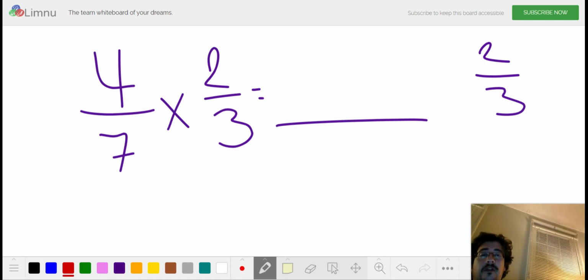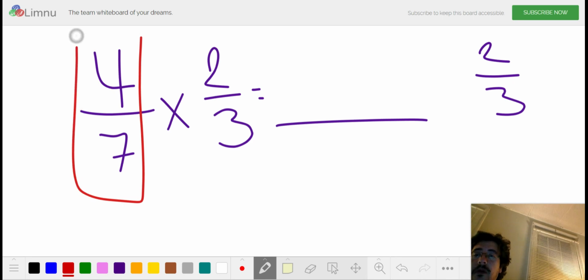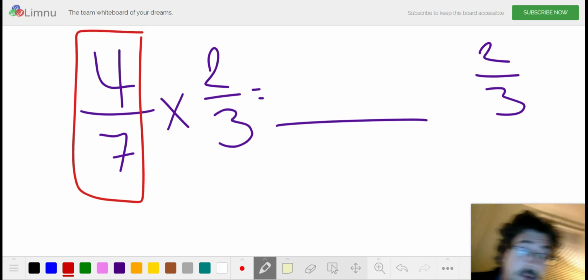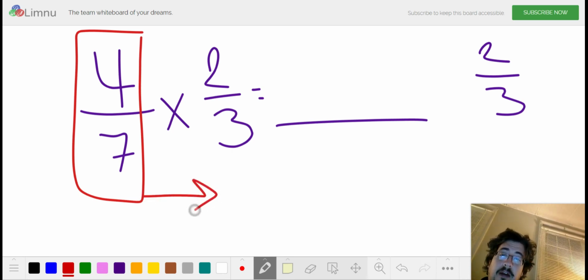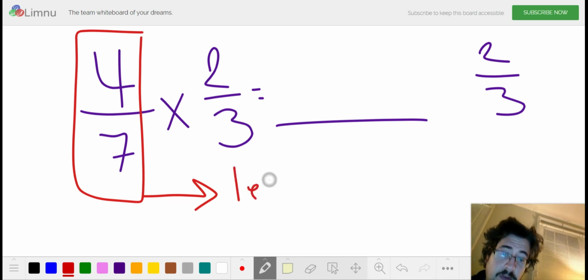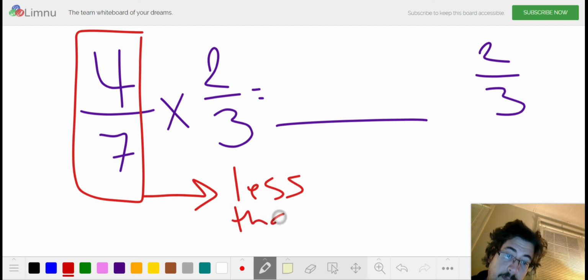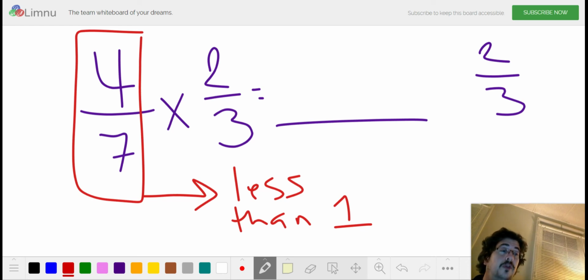And again, the key to figuring this out. So one of these fractions is not like the others. That's 4/7. That's the key to the whole problem. We got to figure out, is 4/7 more than 1, less than 1, or equal to 1? And because the numerator 4 is less than the denominator 7, it's less than 1. And so that's going to make our problem here, 4/7 times 2/3, less than 2/3.